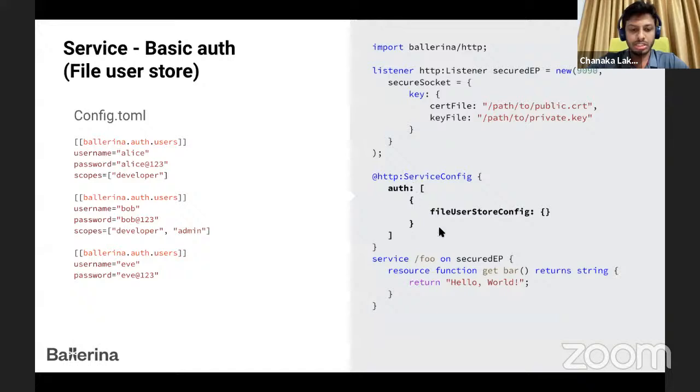What we have to do is just configure the auth field of the HTTP service annotation like this. Then when we have done that, we have to define a config.toml file like this. That's it. Once this is done, the incoming request will be authenticated against the configured user store.